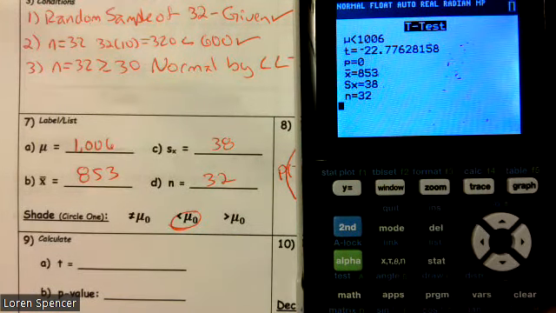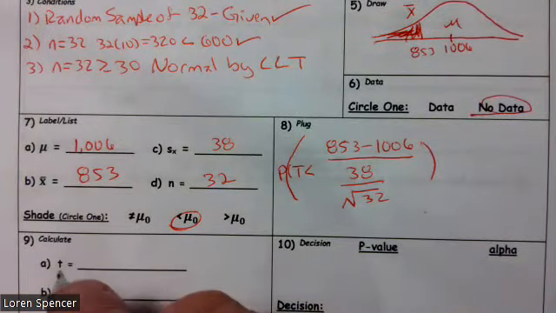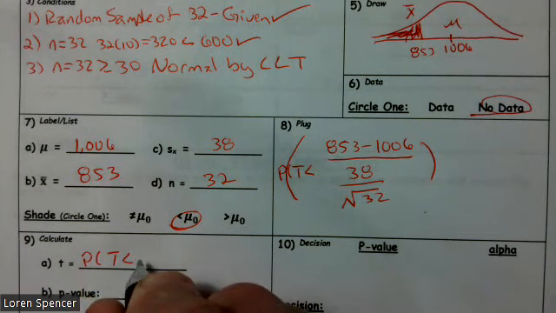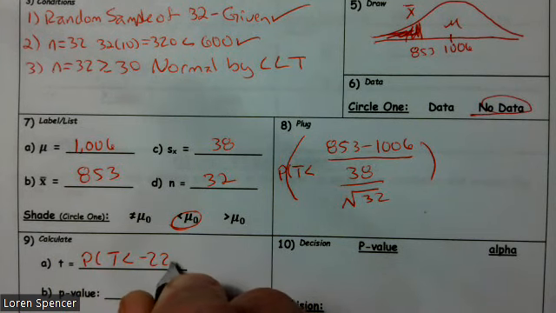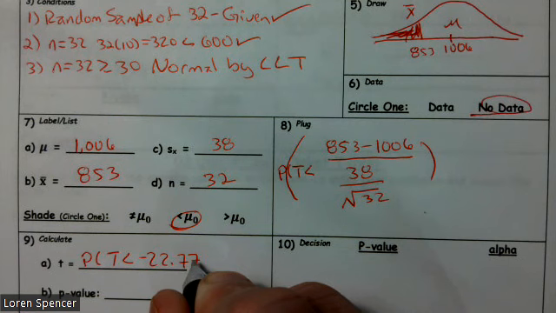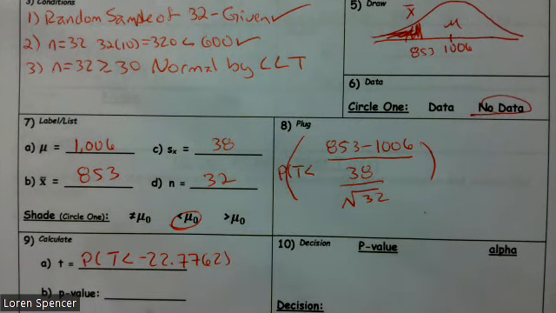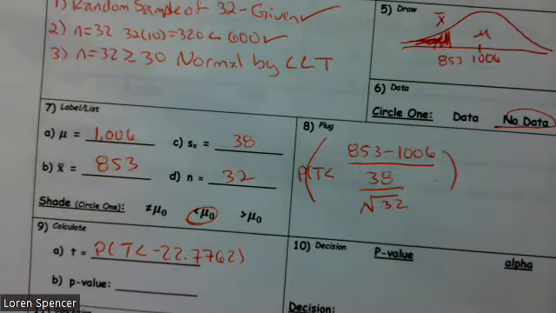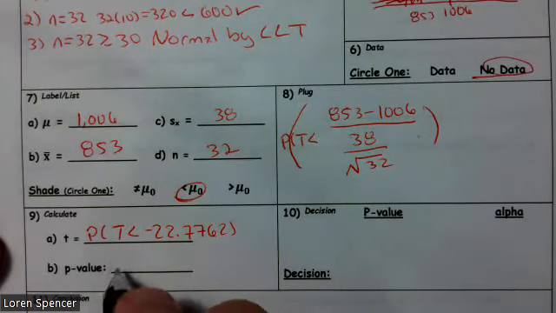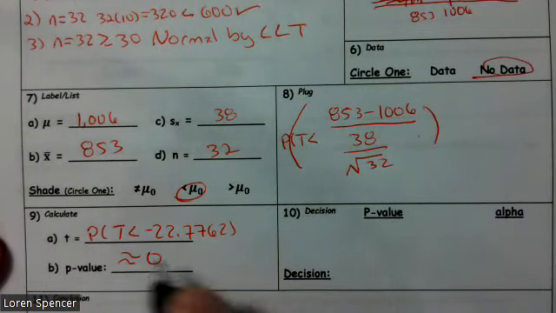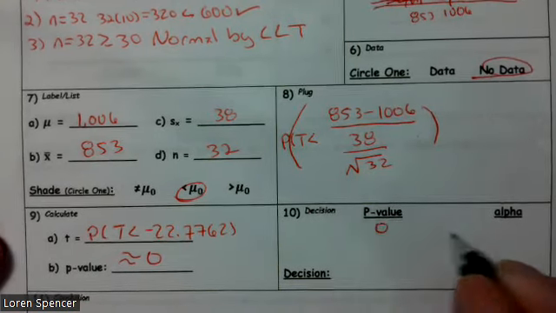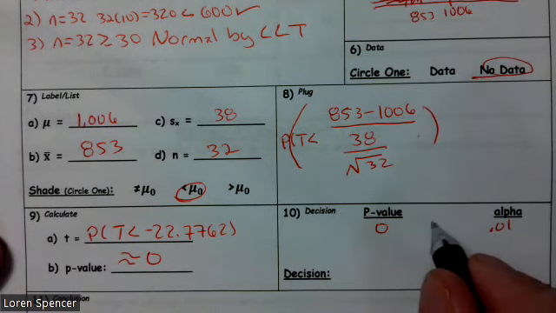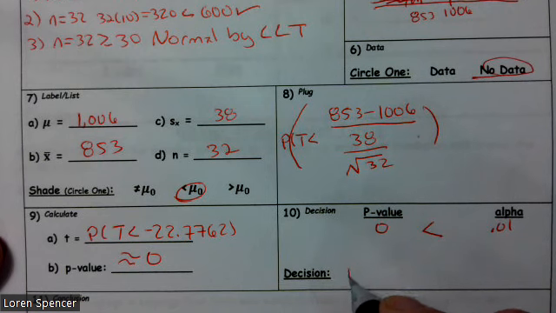When we find out, we get a very interesting t statistic. Probability that t is less than negative 22.77. That is a long way from the mean. So we end up getting a p-value of approximately 0. Wow, that hasn't happened. So a p-value of 0, and alpha was 0.01. Well, 0 is definitely less than that, so we're going to reject the null.